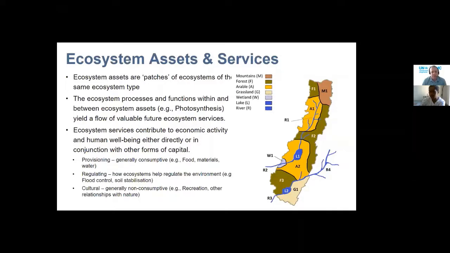And these ecosystem services are contributing to economic activities and human well-being, either directly or in conjunction with some other form of capital input. And broadly, we can see these ecosystem services arranged under three kinds of headings. So one's provisioning, looking at these generally consumptive benefits: food, materials, and water. Another, regulating. So this is how ecosystems regulate the environment and make it a nice place for us to live in, so controlling floods, stabilizing soils, for instance. And then the cultural group of services, which are generally non-consumptive. So how we use ecosystems and nature for recreation, for example.